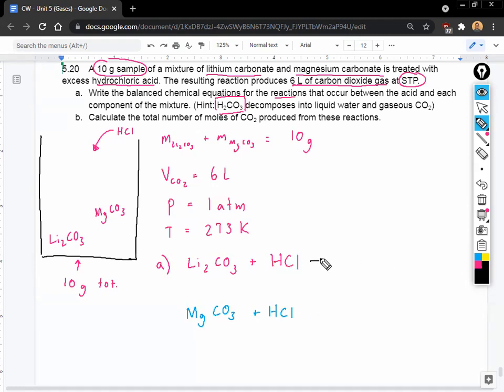So we learned how to do this in the previous unit with the double replacement equations. So I'm going to give you guys 2 minutes to try this out, to write both product sides of both reactions to balance it out. Just keep in mind that H2CO3 decomposes into liquid water and gaseous CO2. So try that out. I'll give you guys 2 minutes to try it. You can work with the person next to you, and that's going to be part A, just finishing up these two equations.